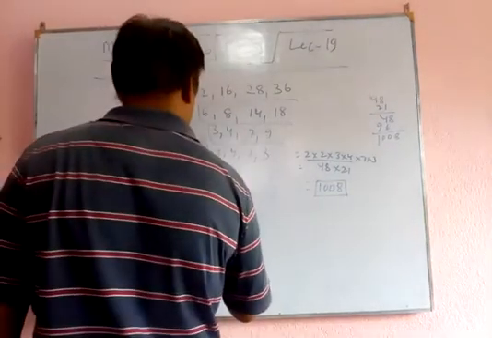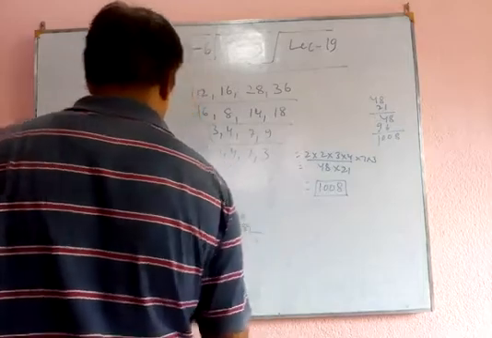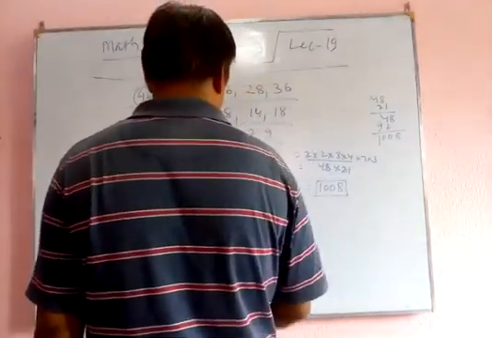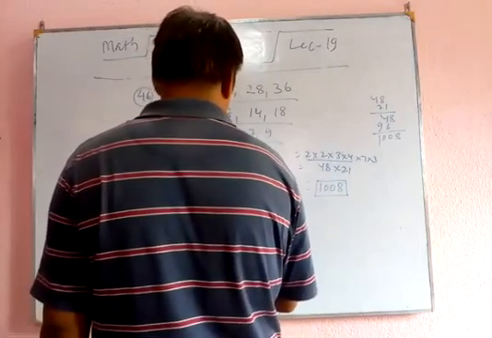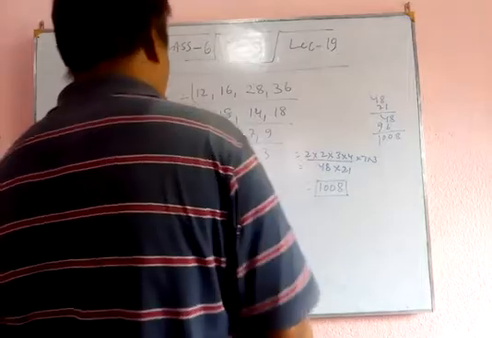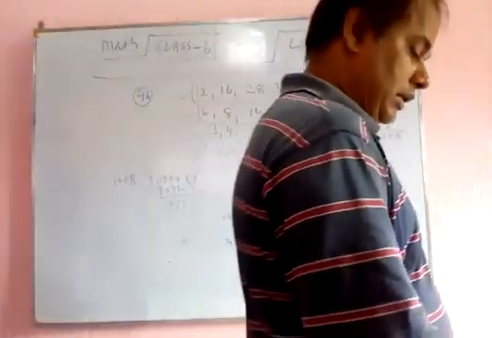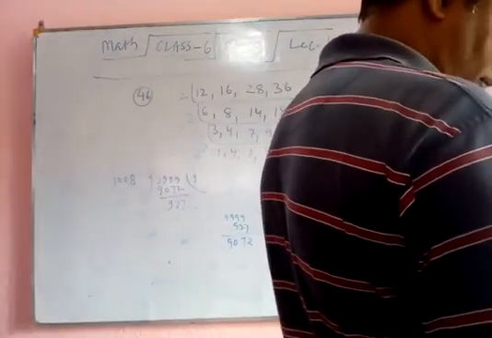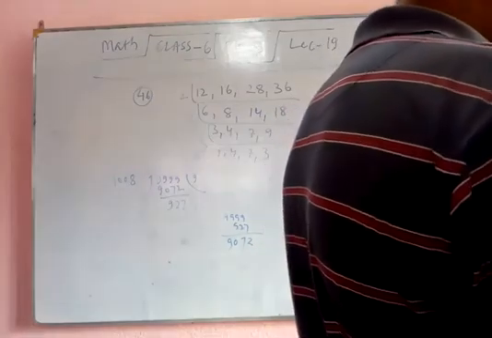That means 9999 minus 927, then 2, then 7, then 0, then 9. So 9072 is the greatest number divisible by all four: 12, 16, 24 and 36.